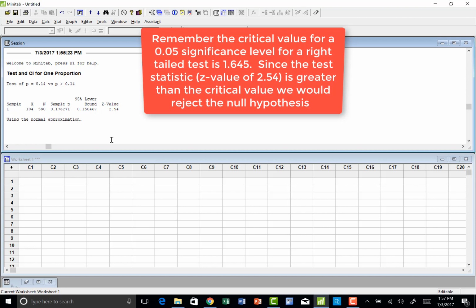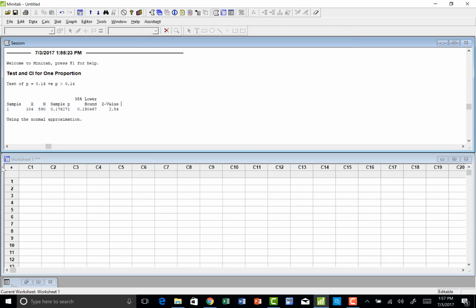So that Z value that they're talking about here in the Minitab output is your test statistic, the Z naught. And so that's how you would use Minitab output to help you to do hypothesis tests and to make conclusions.